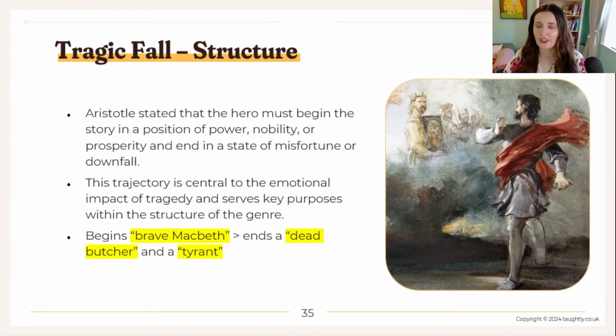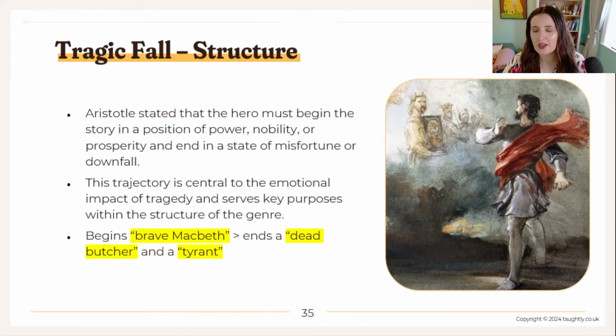We also see that Macbeth undergoes a tragic fall. So this is a feature of the genre of tragedy. Aristotle stated that in tragedies you will have a tragic hero who begins the play in a position of power, nobility, prosperity, high status, and will end in a state of misfortune or downfall. Well, what more of a downfall do you need than your head being cut off, really. And because of this trajectory of starting high and ending low, we get this emotional impact of tragedy.